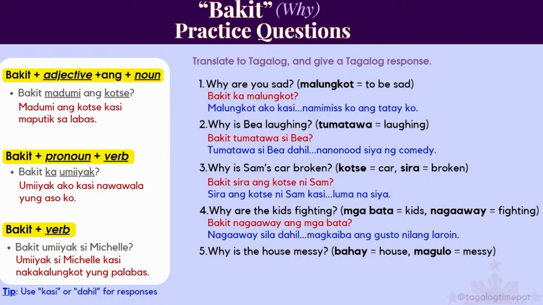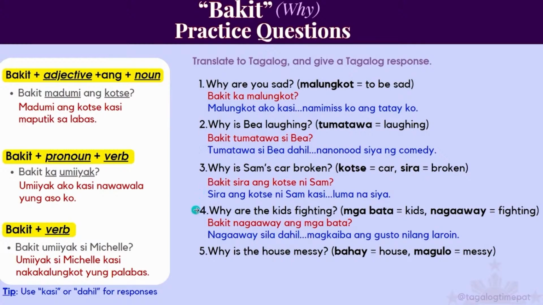So a couple things I want to point out. Nag-aaway sila. So instead of repeating mga bata, I just said sila, they. And you can do that. Or you could have said, nag-aaway ang mga bata dahil, like you can repeat it again. Or you can use a pronoun like I did. Nag-aaway sila dahil. And remember, you could have said kasi. So it's interchangeable. You'll see in my answer, sometimes I use kasi, sometimes I use dahil. Magkaiba means different. Ang means is. Gusto is to like. Nilang laruin. They want to play with different things.